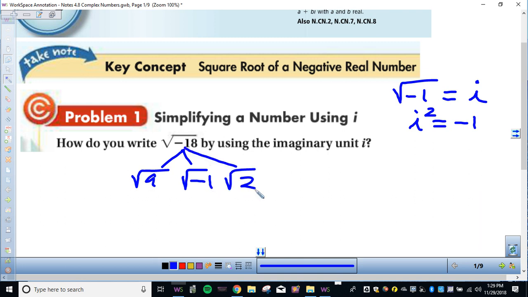What's the square root of 9? Square root of 9 is 3. What's the square root of negative 1? Square root of negative 1 is i, and you can't evenly take the square root of 2, so you leave it alone. So we're going to simplify these square roots at the beginning of the lesson and then move on from there. With the complex numbers, we're going to add, subtract, multiply, and divide them.